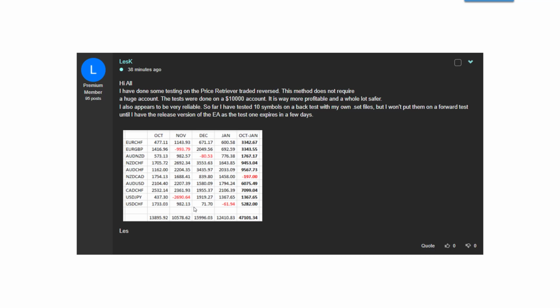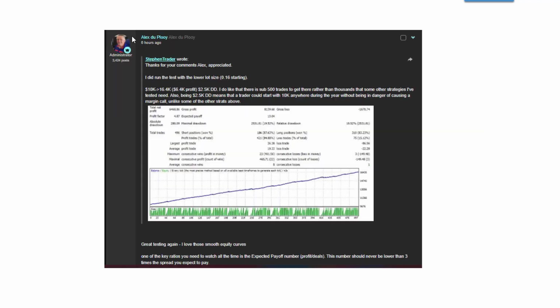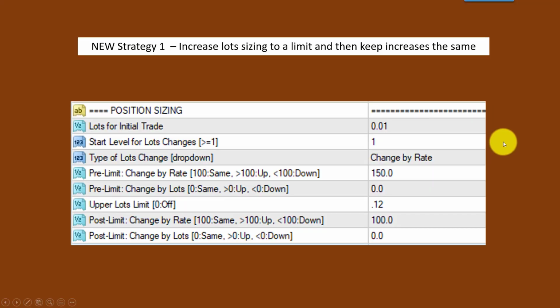We're getting really good feedback from the forum members in terms of total profitability when traded as a portfolio and in terms of really smooth equity charts. But now we've introduced a new concept, which we call a limit, putting a limit on your lot sizing levels. So here we start with the same example as before. You can increase the lot sizing to a limit and keep the increases the same.